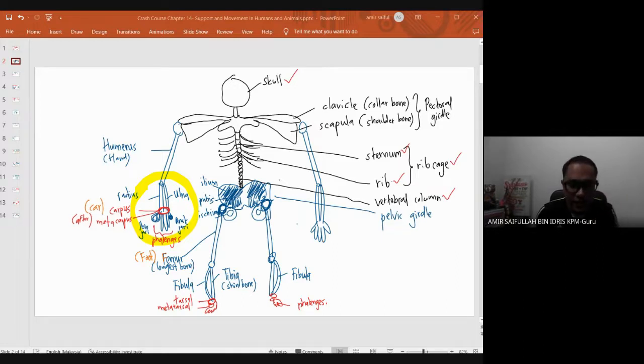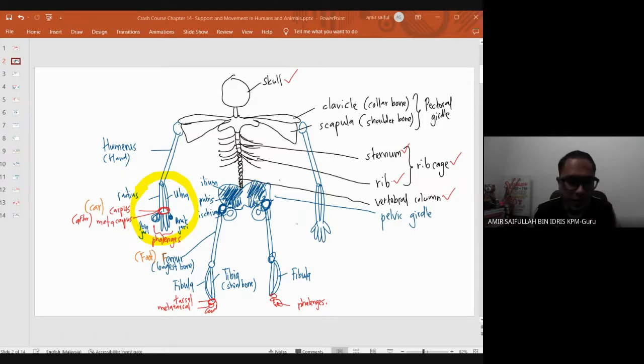Okay, dekat atas kita panggil ilium. So ilium, pubis and ischium make up the pelvic girdle. Okay, pelvic, pinggang. Kalau scapula and clavicle make up the pectoral girdle. Okay, the neck one. So far okay guys? Any question?